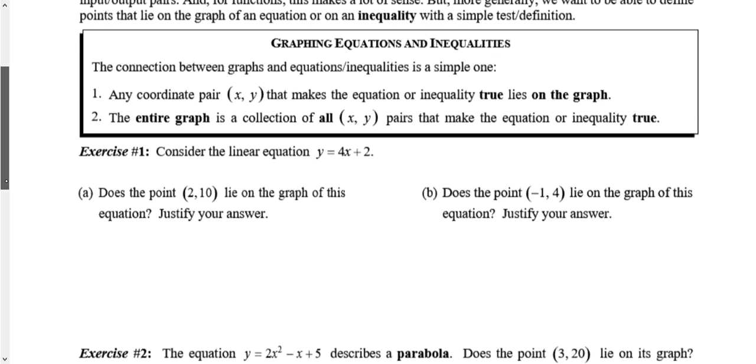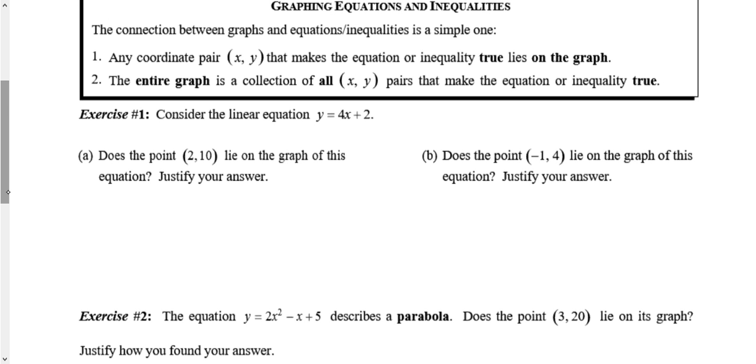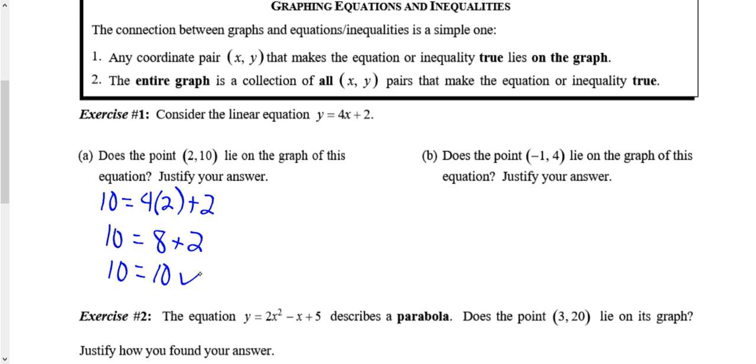So this should go fairly quick because we've done quite a few of these. We have a linear equation, y equals 4x plus 2, and they're asking, does the point (2, 10) lie on the graph of this? How would you find out? Plug it in. So 10 equals 4 times 2 plus 2, right? That's 8 plus 2. Does 10 equal 10? Yeah. So that point is a solution to that equation.